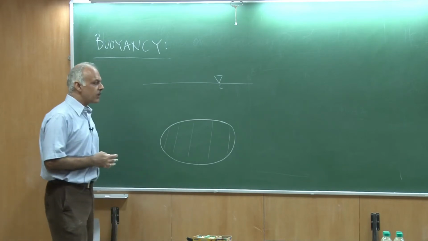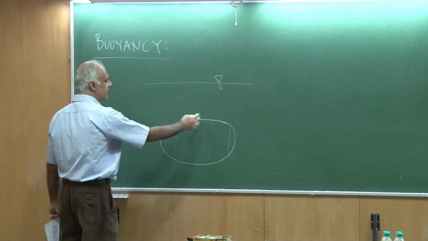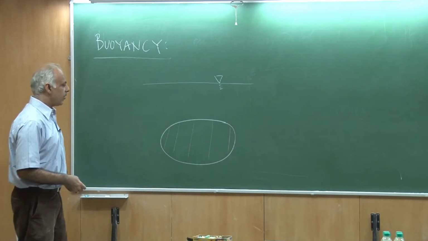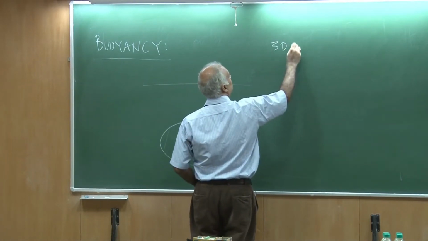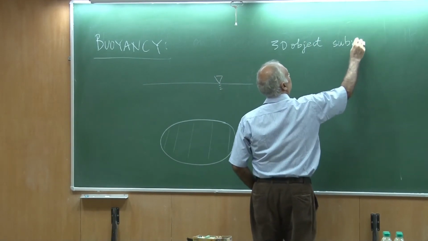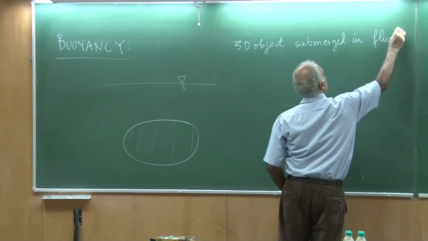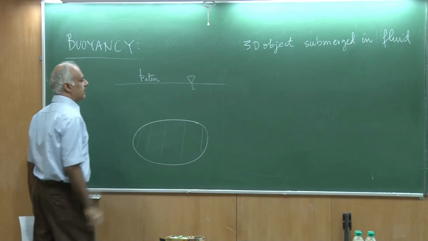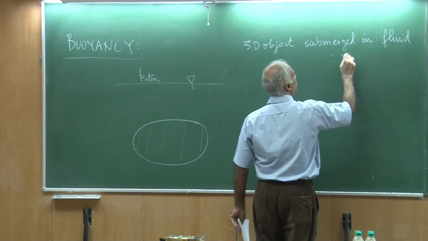So we have already studied what is the force acting on a submerged object, and now this is a solid object which displaces a certain amount of fluid, and there is a net force on this object because of that. So a 3D object submerged in fluid, and this, let's say, is the atmospheric pressure, and the volume of this object is V.